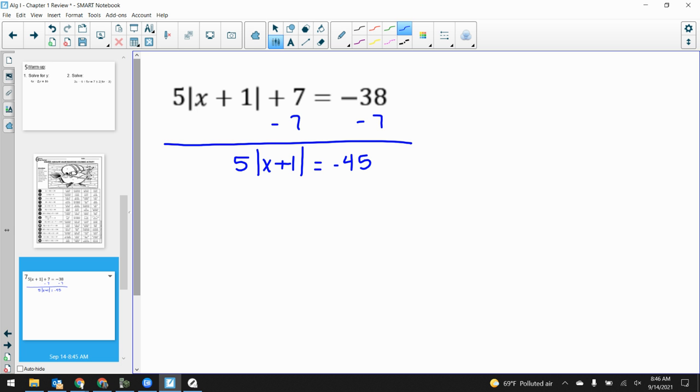Danielle? Divide by 5. Don't distribute in. I still see people distributing into an absolute value. Can't do that. So therefore, I get |x plus 1| is equal to negative 9. Okay, screech on the brakes. The absolute value is equal to a negative. Can we have that? No solutions.